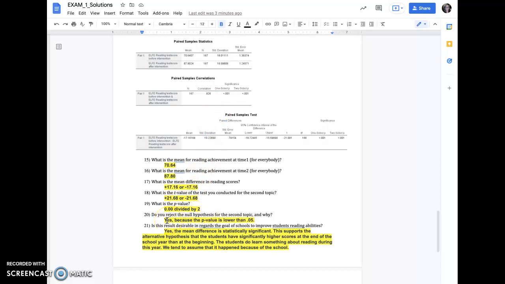Do we reject the null hypothesis? Yes, because this test value is below our 0.05 threshold. So that means there is a statistically significant difference between these two sets of scores. So this supports the idea that students have significantly higher scores at the end of the school year than the beginning. So they are learning something about reading.